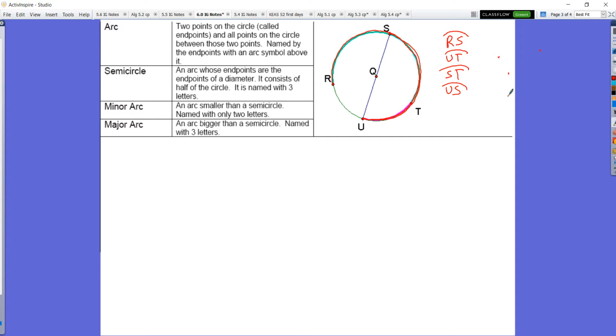Then we have certain types of arcs. If we have an arc whose endpoints are the actual diameter, then it's a semicircle, which is half of the circle. Here we have our diameter, because this line is going through the center point. So the last arc that we named, arc US, would be a semicircle. We name 3 letters with our semicircle: U, T, and S.